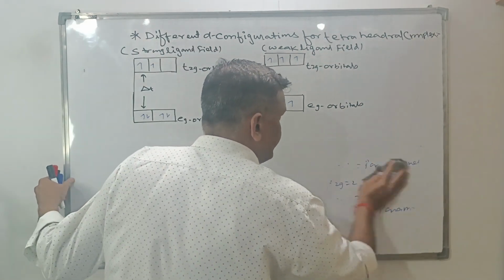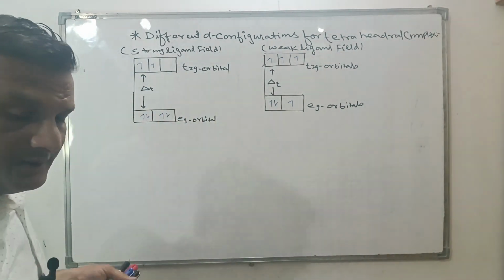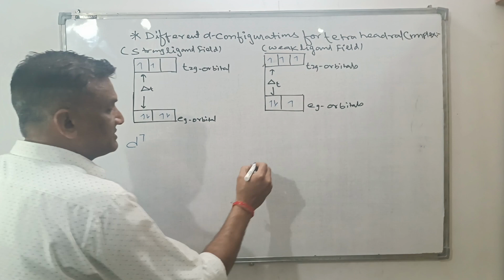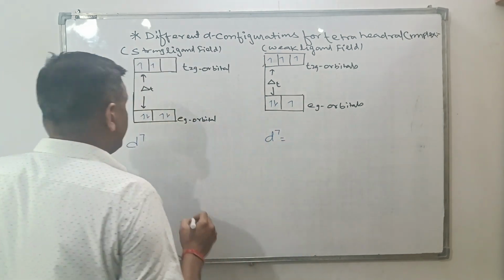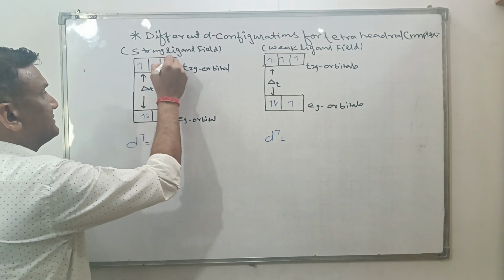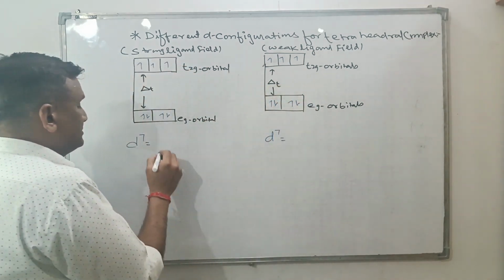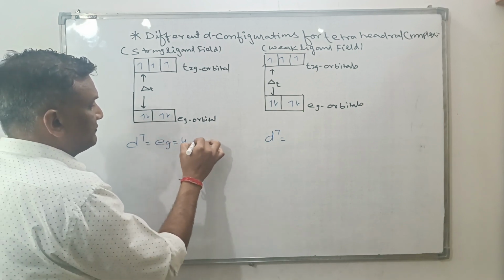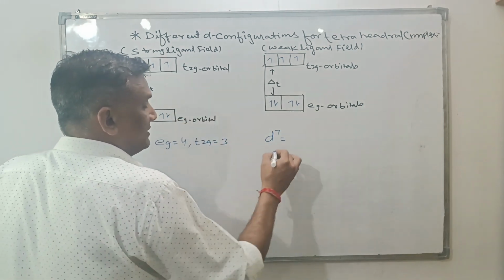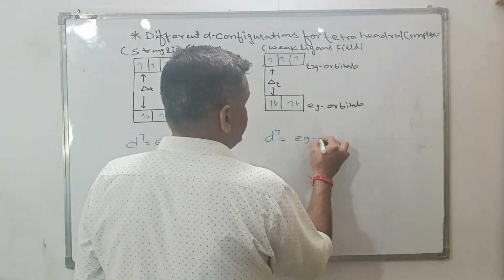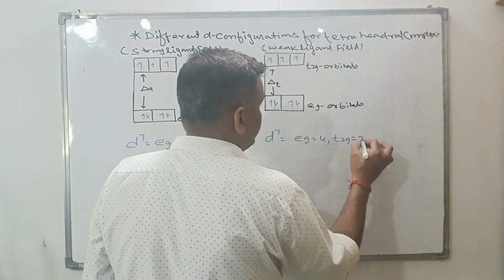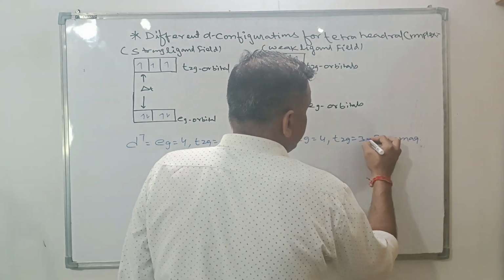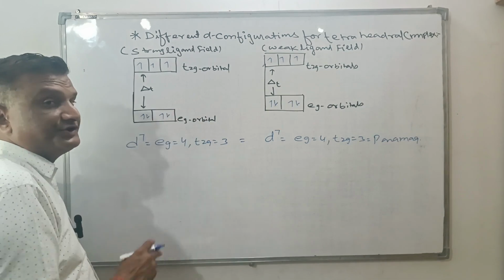What is that? Listen to me carefully. This is the d7 electronic configuration. This is your 4, 5, 6 and 7. Here is the same. So eg is equal to 4 and t2g is equal to 3. Here eg is equal to 4 and t2g is equal to again 3. Both have the same paramagnetism because both have the same unpaired electrons, 3 in each.